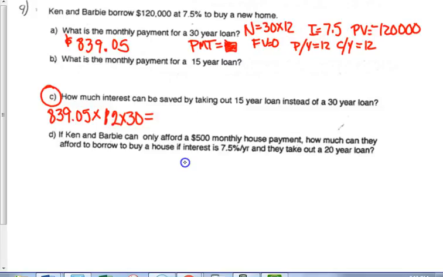So the house at $839 a month is $302,058. Okay, now go back and do the same question again, but change your payments to 15 years. Everything else stays the same, but this is 15 times 12. What would your payment be?